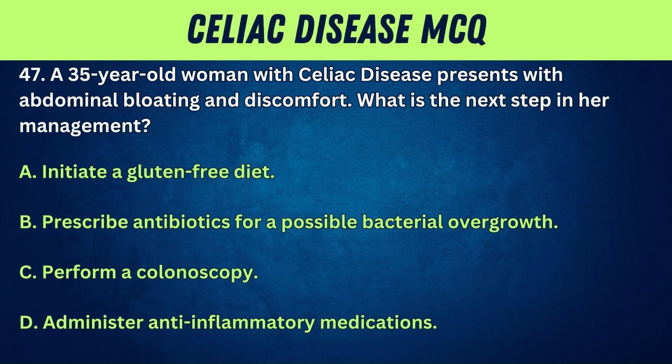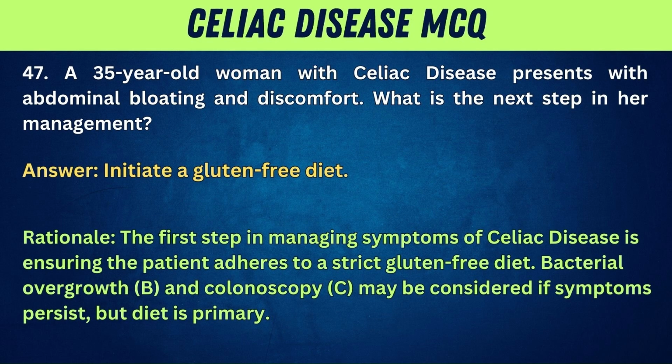What is the next step in her management? A. Initiate a gluten-free diet. B. Prescribe antibiotics for a possible bacterial overgrowth. C. Perform a colonoscopy. D. Administer anti-inflammatory medications. Answer: initiate a gluten-free diet. Rationale: the first step in managing symptoms of celiac disease is ensuring the patient adheres to a strict gluten-free diet. Bacterial overgrowth, B, and colonoscopy, C, may be considered if symptoms persist, but diet is primary.